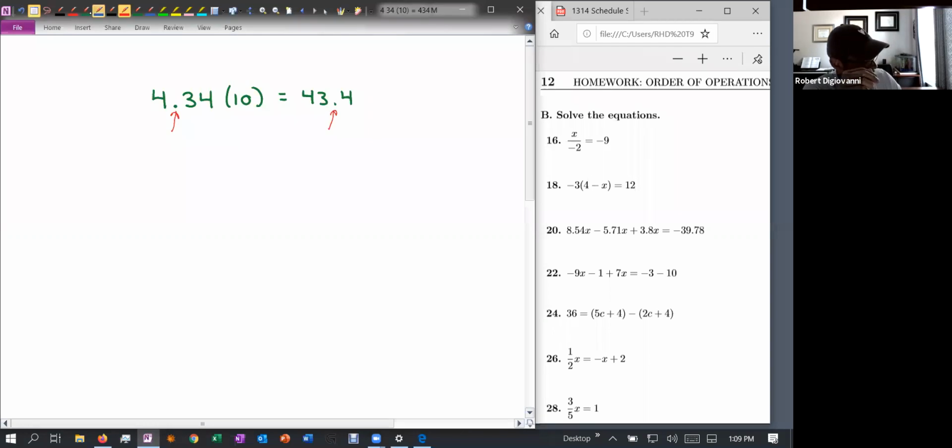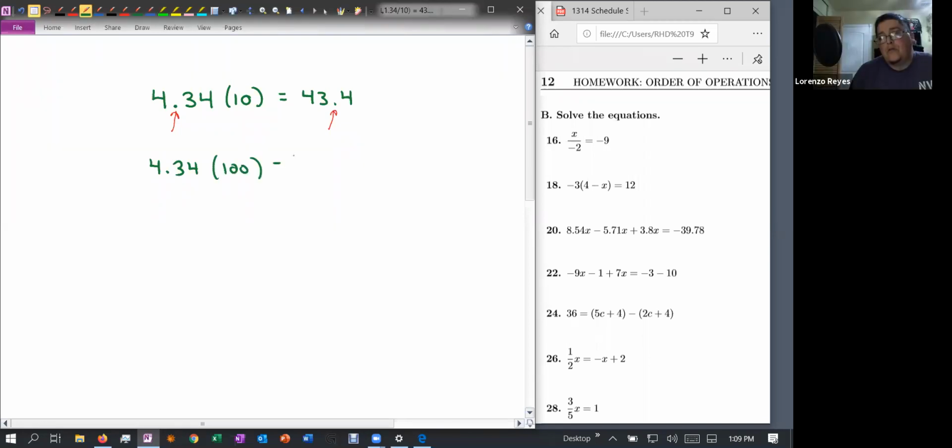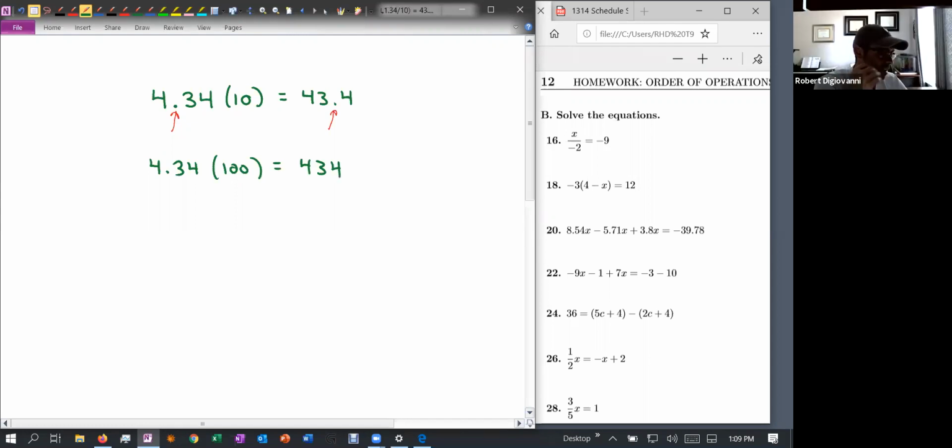What happens if you take that number 4.34 and you multiply it by 100? You do it twice. You move it twice to the right. Okay? That's a very nice property of multiplying numbers by 10. All it does is move decimal points over.